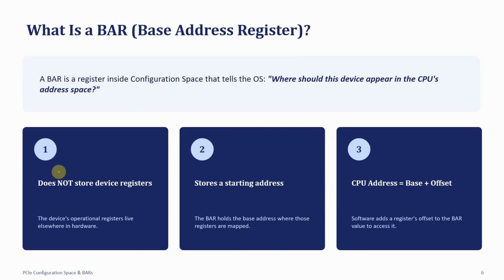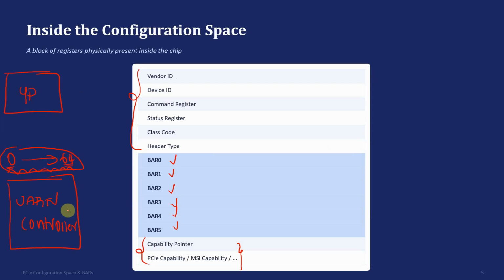The BAR is not used to store the device registers. So the device data and all will not be stored inside your BAR; it is going to store a starting address. BAR is used for storing the starting address of a particular UART controller, or whatever PCIe compliant device it is. In this example, 0 will be stored inside your BAR. Now, who is going to provide this particular BAR? I'm giving 0 for example, but who is going to provide the base address? It is the OS.